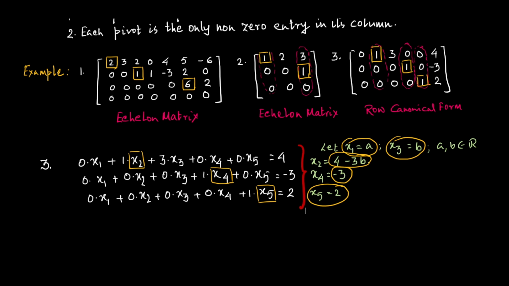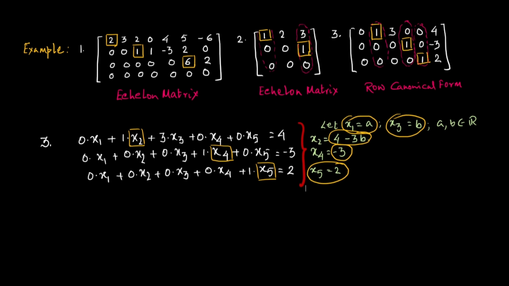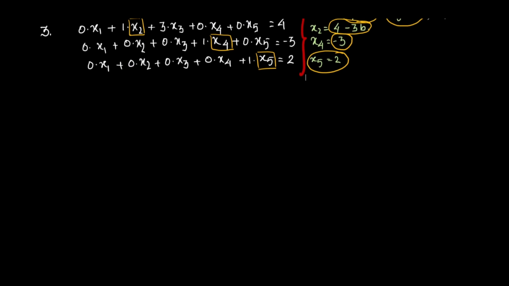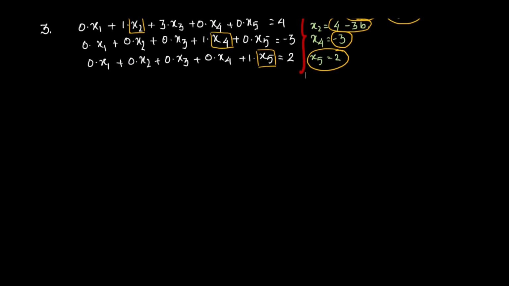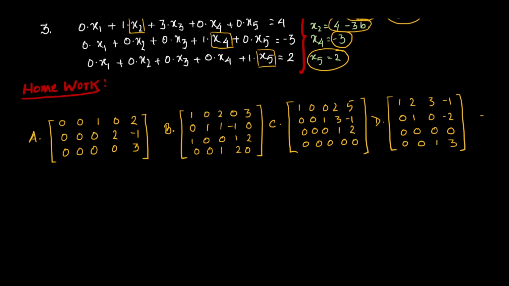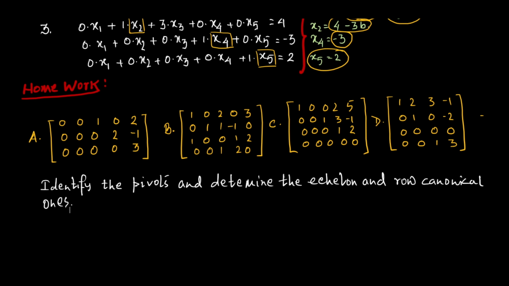Now, what you can do is pause this video for a while and note down these matrices. Your task will be to identify the pivots and to determine which of these four are echelon and which are row canonical, and if there is any one which is neither echelon nor row canonical. That will be your task. So do this and let me know your answer in the comment section below. I'll be waiting for your answers.